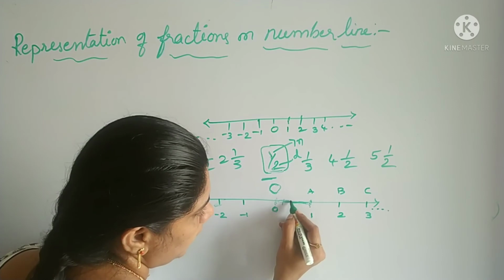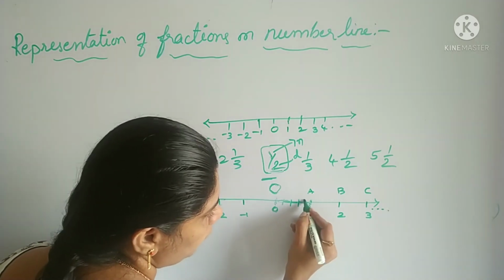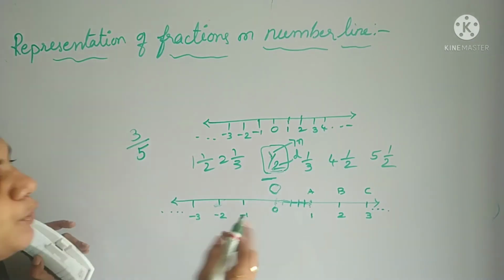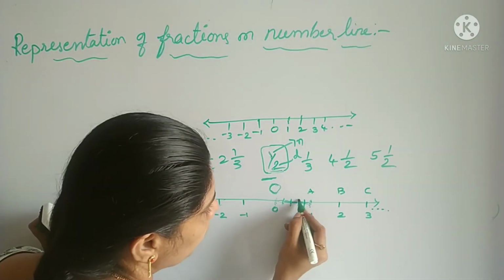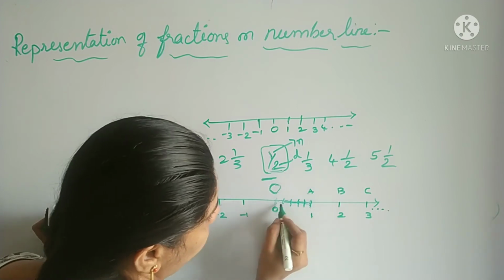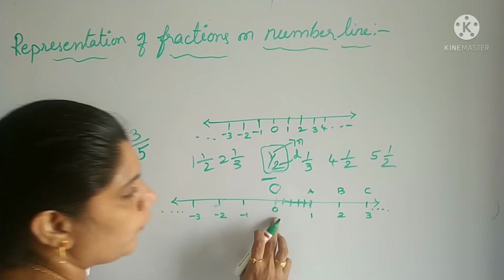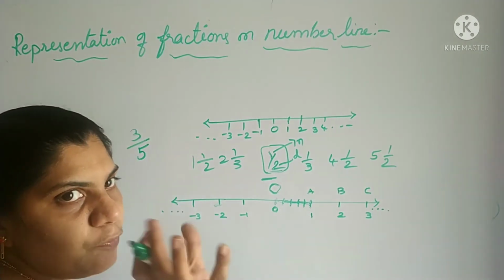First part, second part, third part, fourth part, 5 parts. I have divided it into 5 parts. The 0 to 1 line you have to divide into 5 parts.